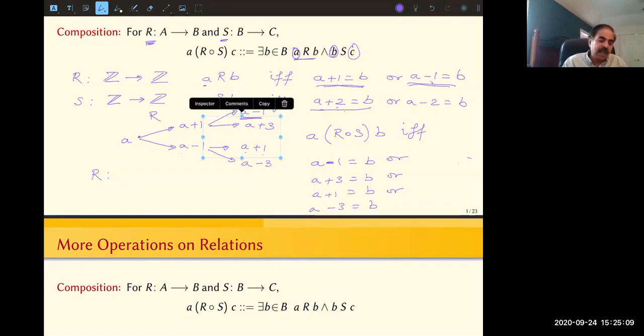So let's say R happens to be a function. Again, a relation is a generalization of a function. So if R happens to be a function which says A R B if A equals 2B, and we say A S B if and only if A equals 4B, then what would be the composition of R and S?